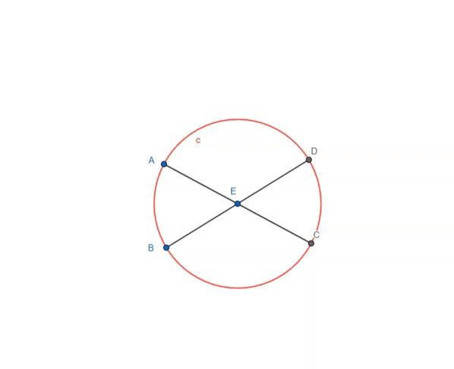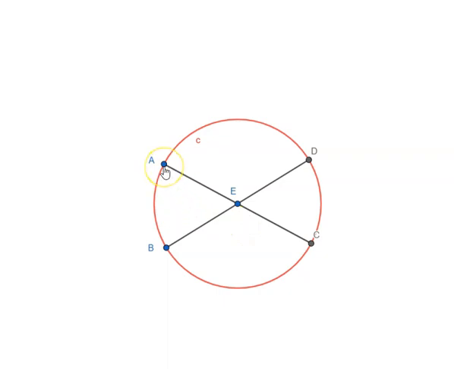Let us look at proposition number 35 of book 3 of Euclid's Elements. The proposition says, given a circle and two line segments in the circle passing through the center and intersecting each other will have equal rectangles formed by the segments of the lines.